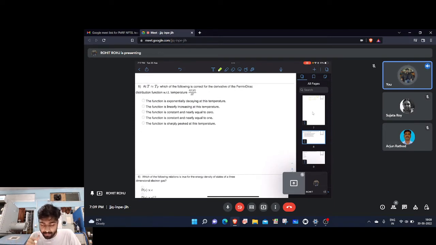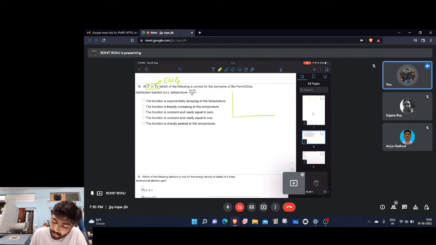Now question number 5. In this question, what I found is that this question cannot be approached in a way that the condition given is T approximately equal to TF. Rather than this, it should have been given as energies equal to Fermi energy. Now if such a correction is made to the question, then we can try to answer the question as follows.